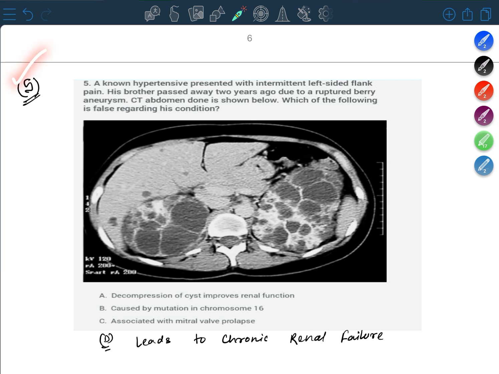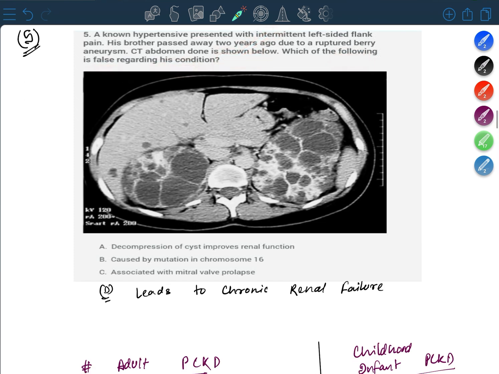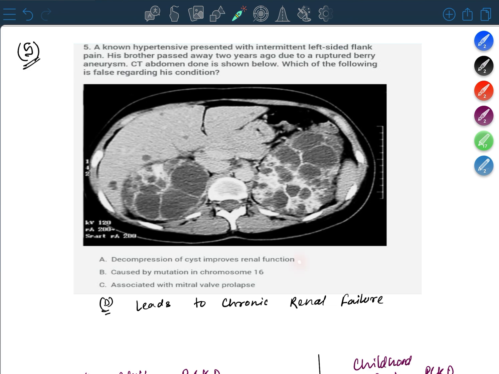Fifth question: a known hypertensive presented with intermittent left-sided flank pain. His brother passed away 2 years ago due to a ruptured berry aneurysm. Okay, this runs in the family. CT abdomen done is shown below. Which of the following is false regarding this condition? The options are: decompression of cyst improves renal function, caused by mutation in chromosome 16, associated with mitral valve prolapse, leads to chronic renal failure. So they have asked which of the following is false. Okay, pause and answer and we will move forward.